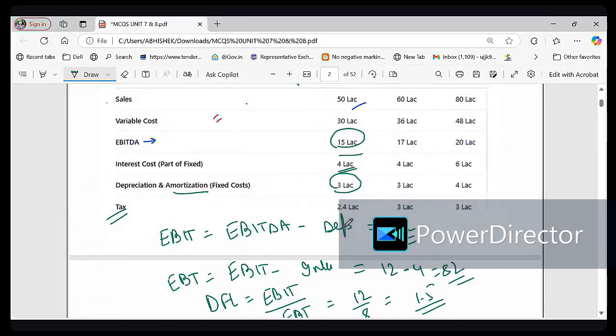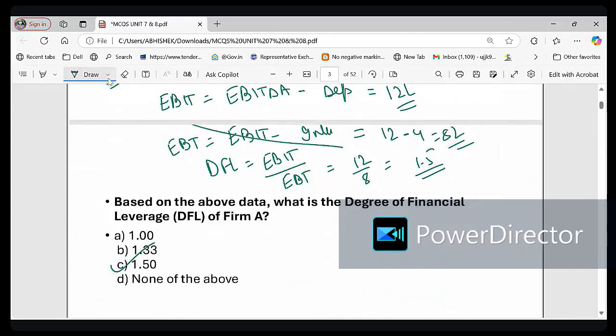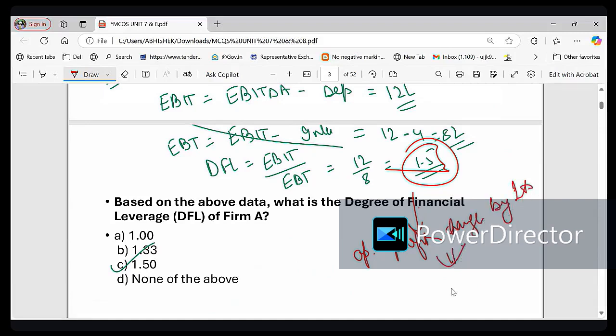Let me explain. See. So what is the meaning of this 1.5? Do you understand the meaning of this 1.5? Let me explain. This 1.5 means that if operating profit changes by 1%, then profit before tax, PBT, changes by 1.5%. So this indicates, if DFL is higher, it means financial risk is higher, right? If DFL is higher, it means financial risk is higher.